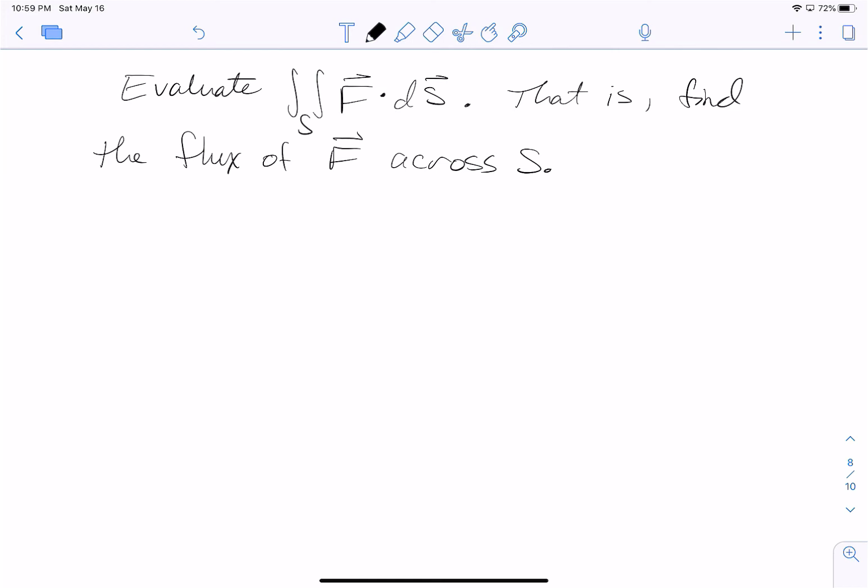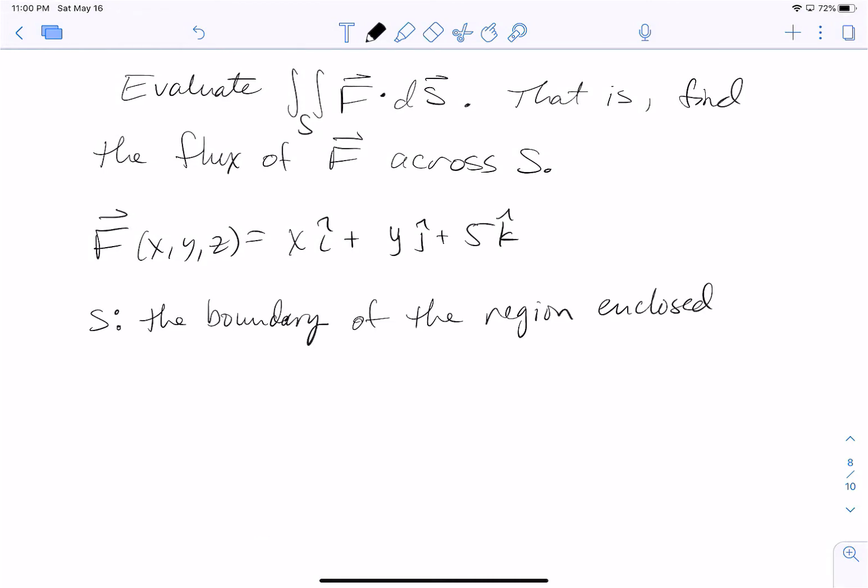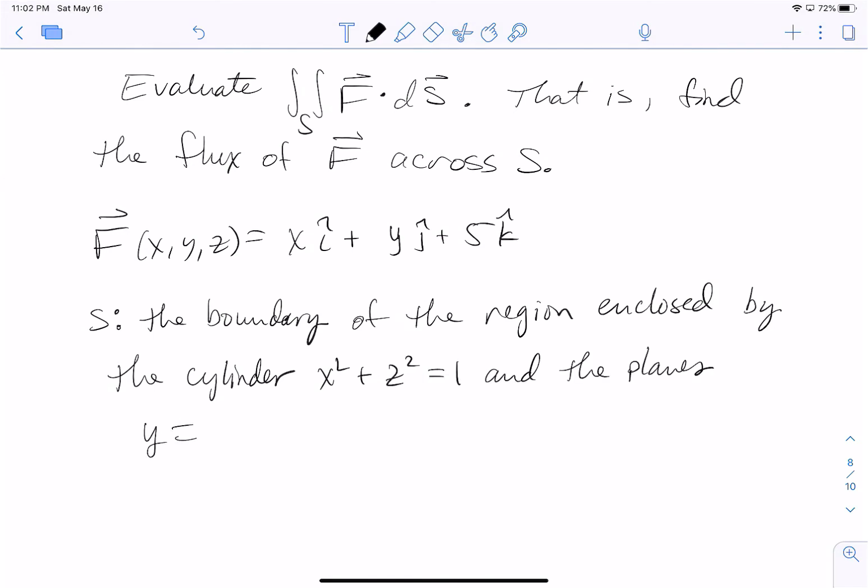We are once again going to find the flux, that is the surface integral over S of F dot dS. In this case, our vector field F of x, y, z is equal to x i plus y j plus 5 k. And S is the boundary of the region enclosed by the cylinder x squared plus z squared equals 1, and the planes y equals 0 and x plus y equals 2.